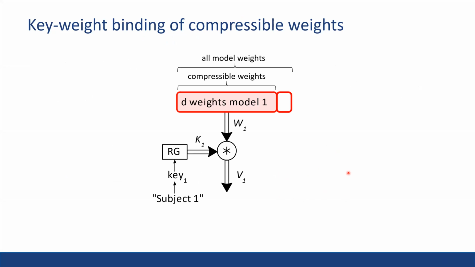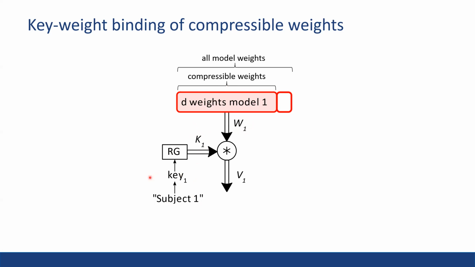So we now link this key value binding to the key weight binding for compressing the weights of this convolutional neural network I've shown you before. Let's say we have all the weights in the model, and we want to compress them. So we extract these d weights and put them into a d-dimensional vector W1. And then at the same time, we also generate a key vector K1.